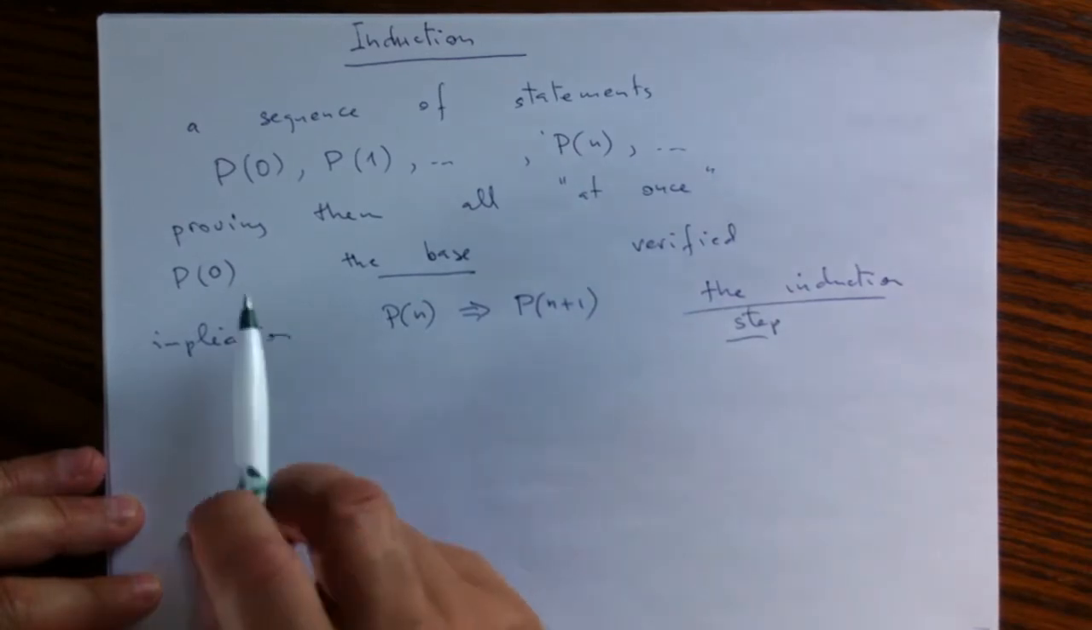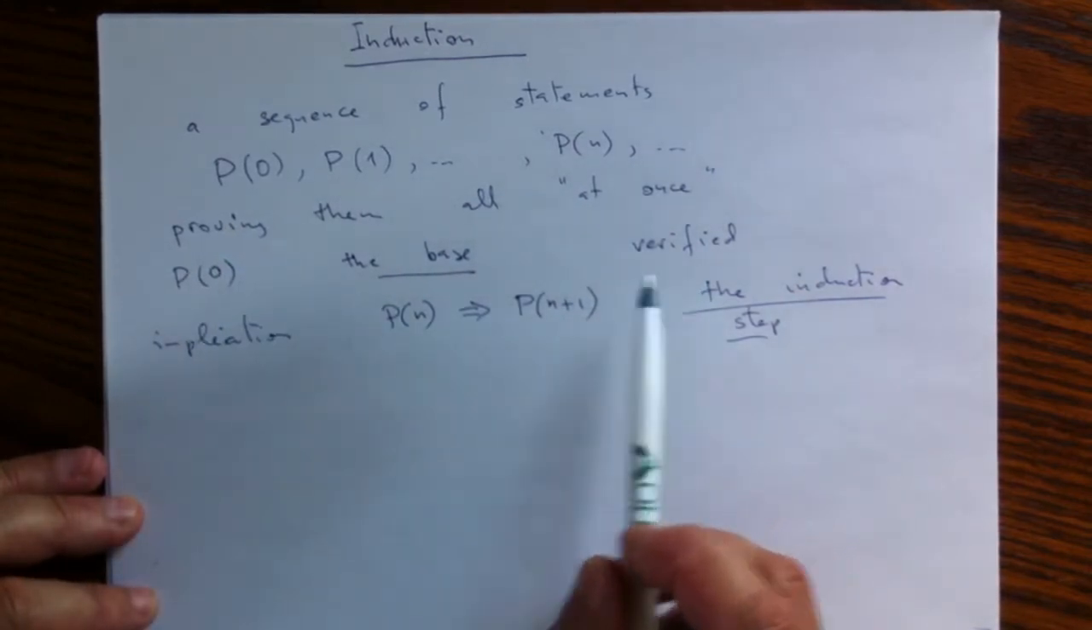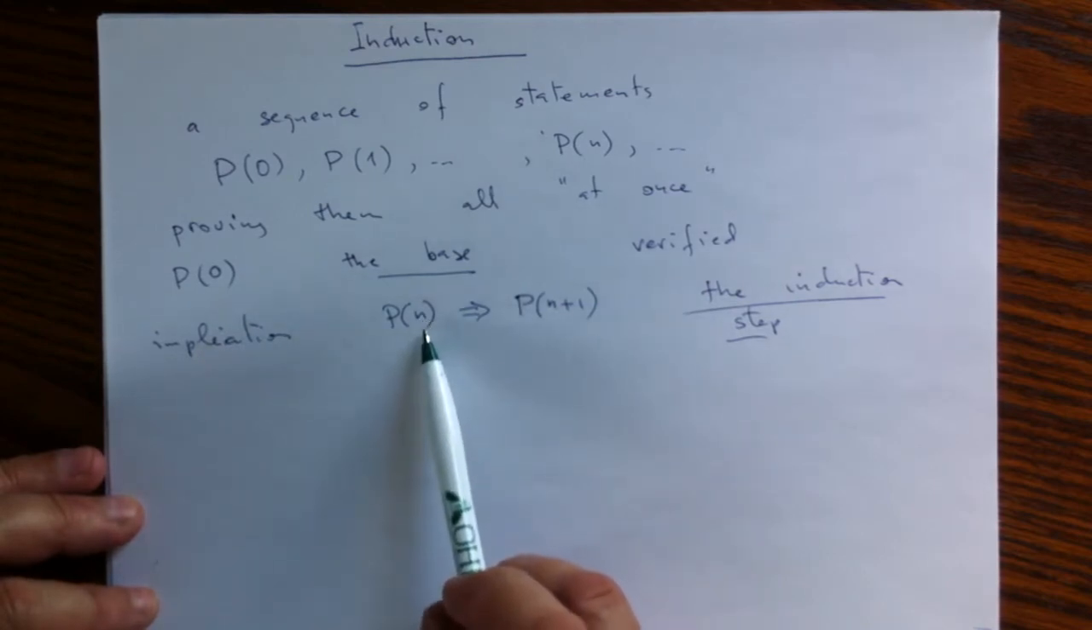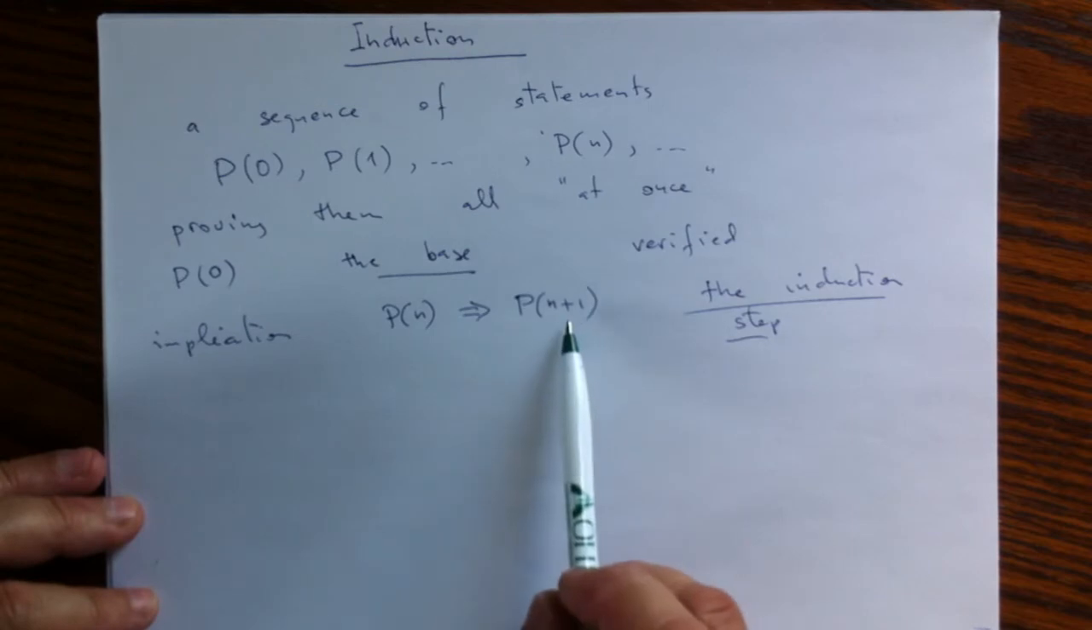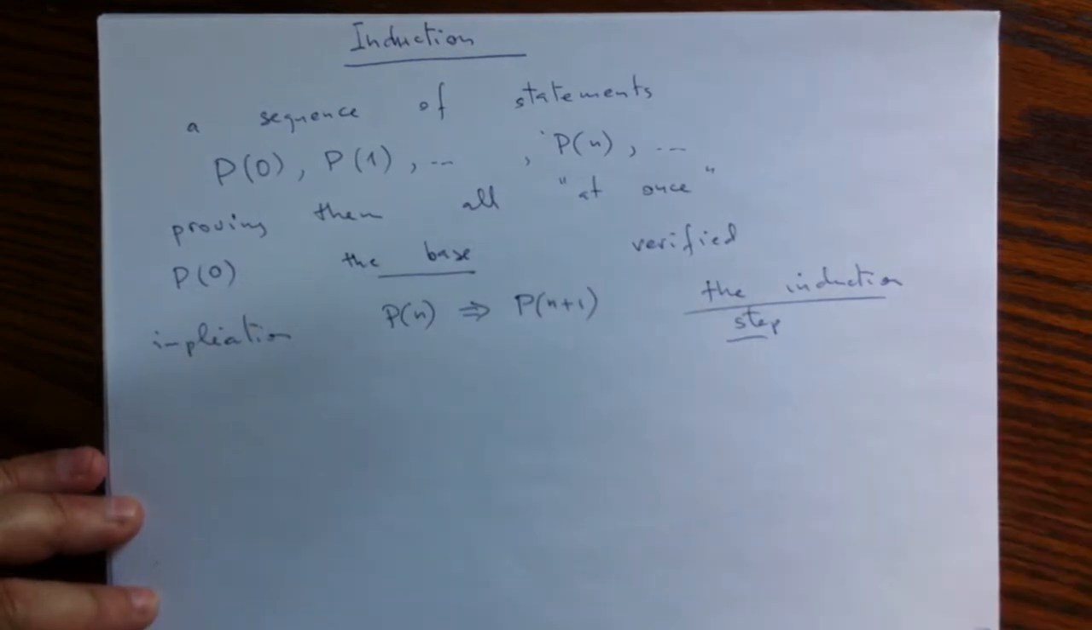And these two ingredients are often of induction checked. Say first verified the base, and then for arbitrary n, for non-specified n, if you have this implication verified, then you have all the statements at once.